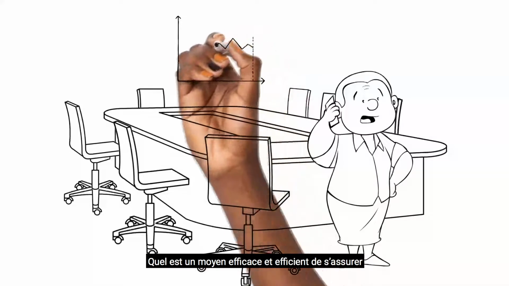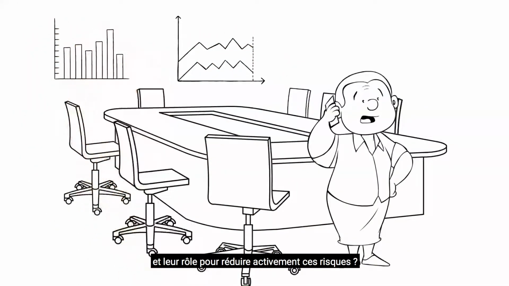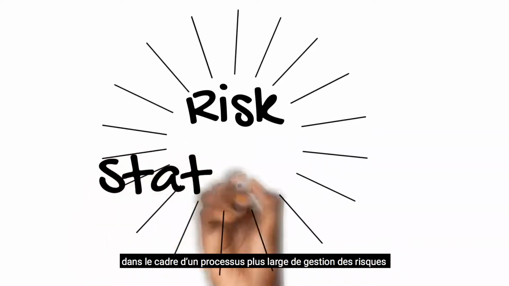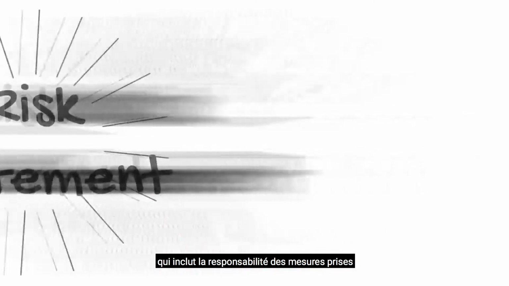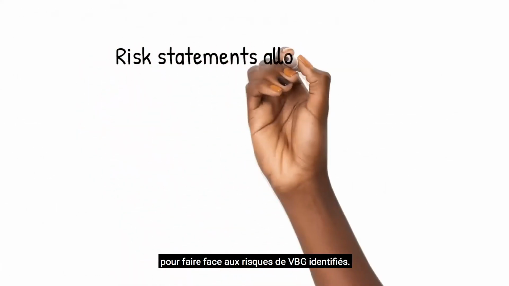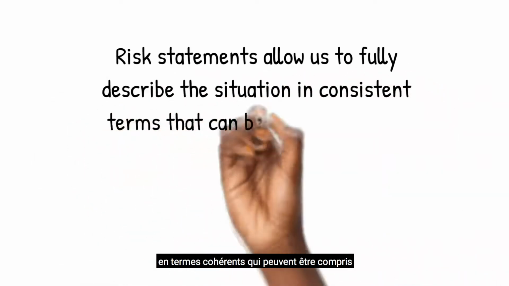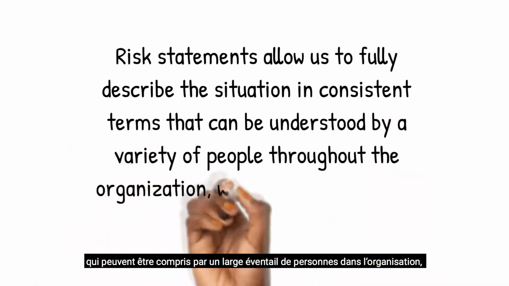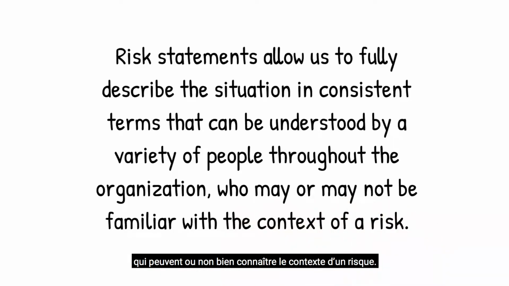What is an effective and efficient way to ensure everyone understands the risks and their role to actively reduce those risks? A risk statement is a tool for staff to use as part of a larger risk management process that includes accountability for actions being taken to address identified GBV risks. Risk statements allow us to fully describe the situation in consistent terms that can be understood by a variety of people throughout the organization who may or may not be familiar with the context of a risk.